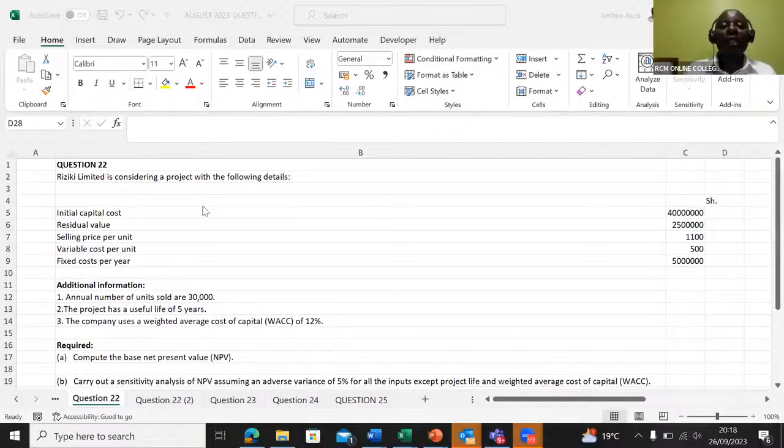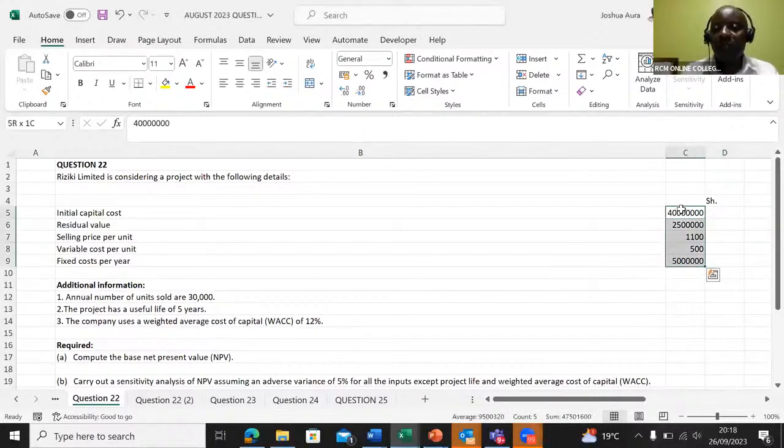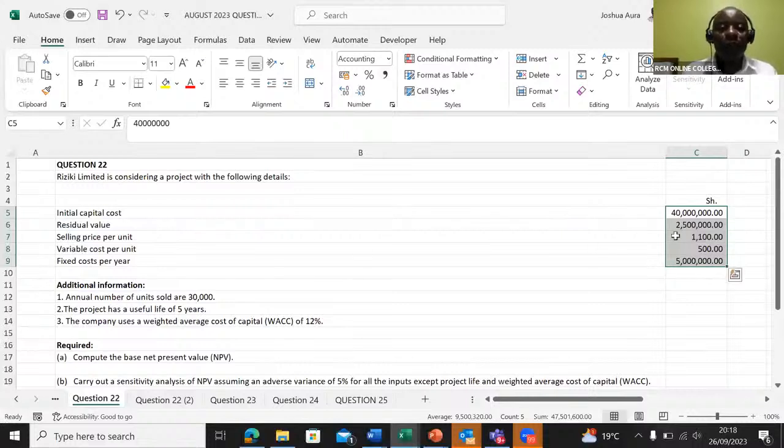Remember, Riziki Limited is considering a project with the following details. So we have initial capital of 40 million. We have residual value of 2.5 million, selling price there of 1,100, variable cost of 500, and then we have fixed cost per year of 5 million.